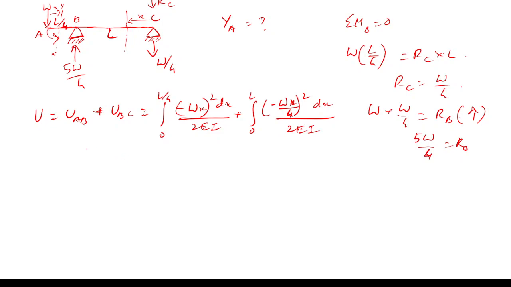What is the final expression you are getting after integrating? 5 by 384. Is everyone getting it, or should I do the integration? We will do it, sir. So 5 by 384 W squared L cubed divided by EI. Is the answer 5 by 192? Yes, 5 by 192. Sir, is there another way by which we can solve it?